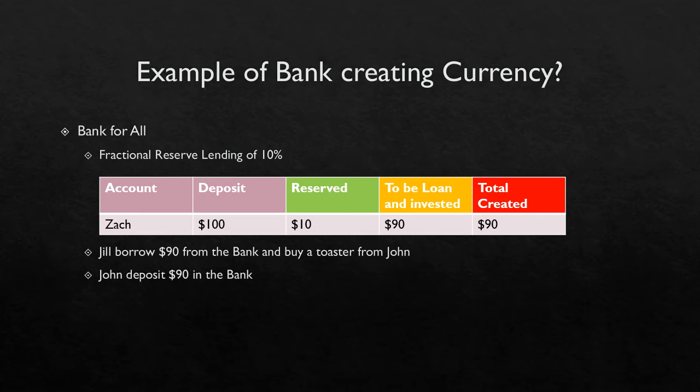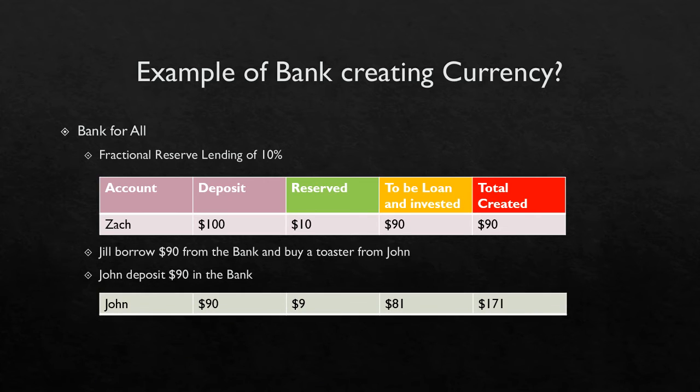So whenever John does this, the exact same thing that happened to me is going to happen to John. John deposits $90. The bank only reserves 10%, which is $9, and the remaining 81 bucks, the bank is going to do the exact same thing with it. They're going to either put it toward a loan or an investment. So with both transactions, my $100 and John's $90, $171 is now created from thin air, from nothing.